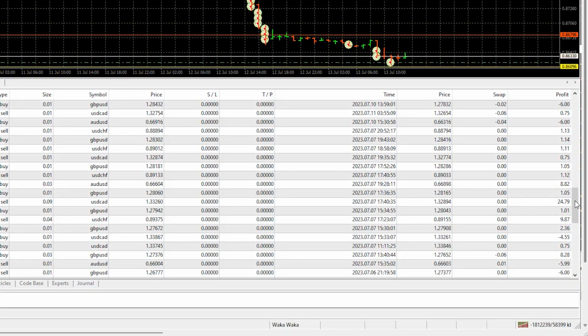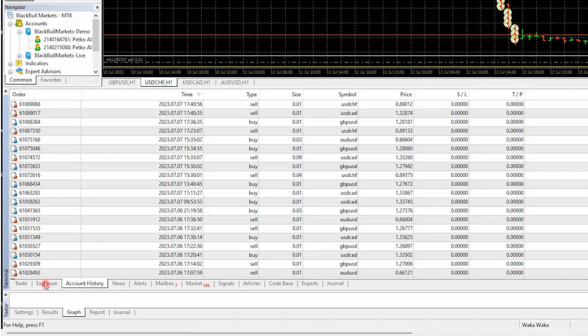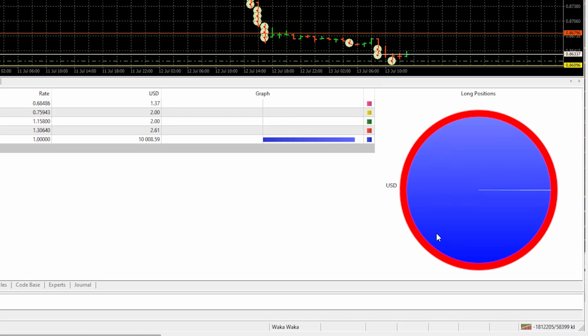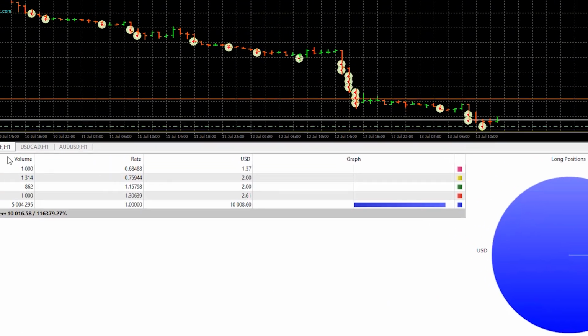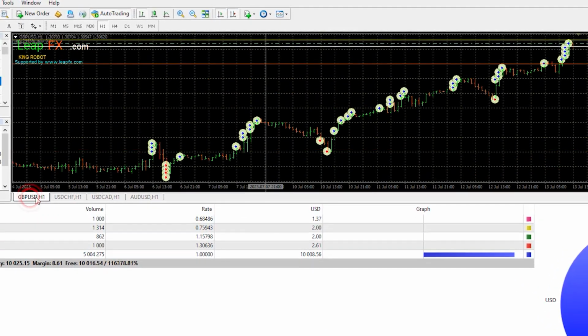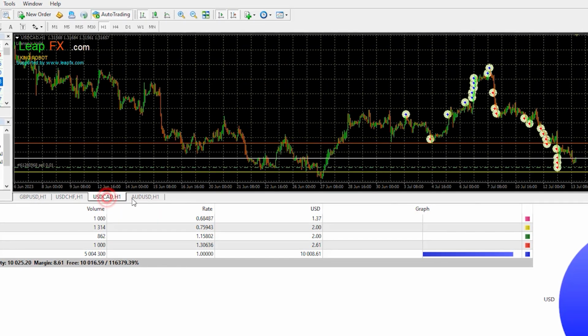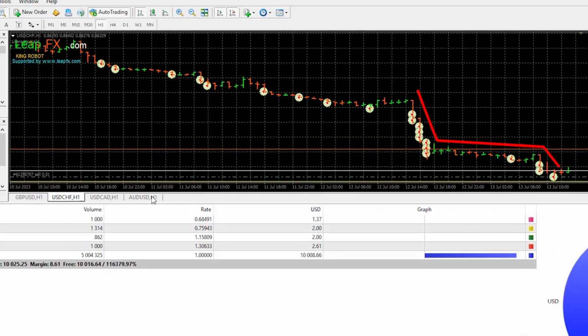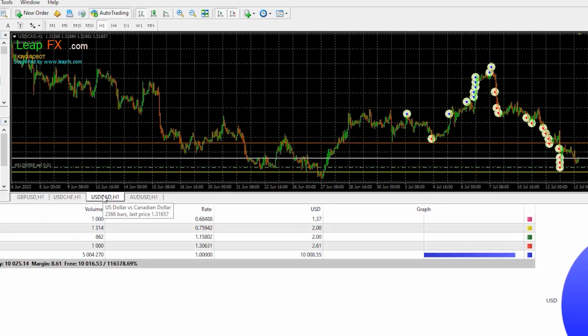Now, the next thing I want to show you is that if I click on exposure, you will notice that all of the exposure is towards the American dollar, which is something you have to bear in mind. The expert advisor, the King Robot, trades on pound dollar, dollar Swiss, dollar CAD, and Aussie dollar. All are dollar pairs, which makes it really risky when there are huge movements from the dollar, and usually trading such EAs will result either in all of them going on a profit or all of them going on a loss.